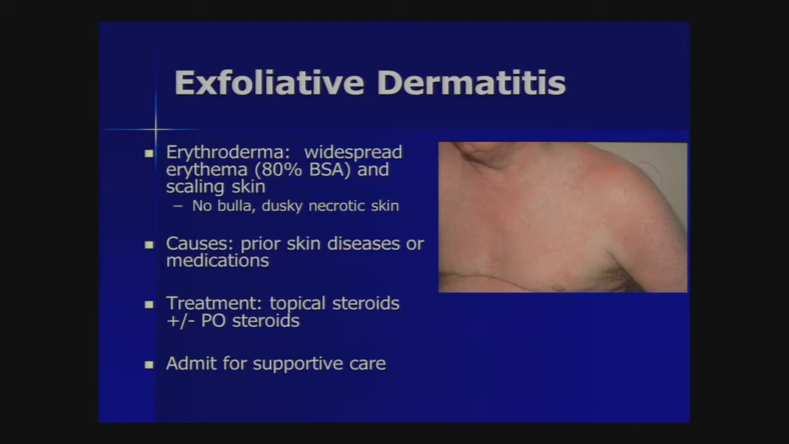It's widespread erythema. 80% of your body surface area is involved. Again, it itches. There's no pain. There's no bulla or anything like that. It's usually caused from medications, although you have to, again, think about underlying other things, like did they have a history of eczema or psoriasis and things like that. Treatment is mainly, again, the topical steroids. Wet wraps work really well on this when they're head to toe red. And then, again, plus or minus steroids.